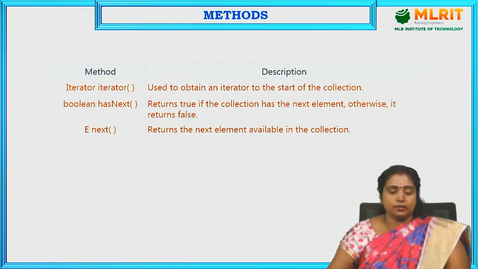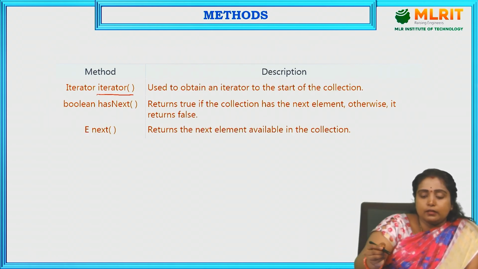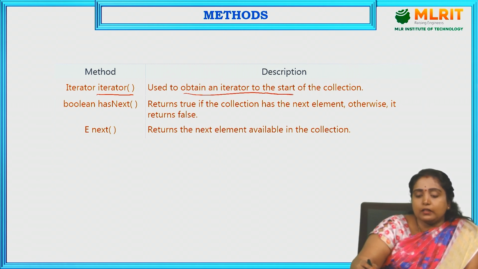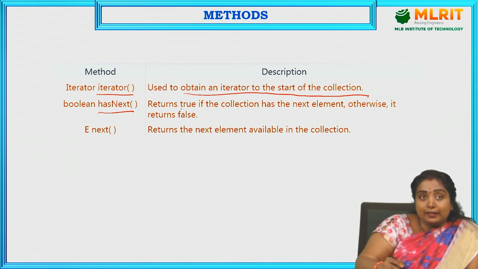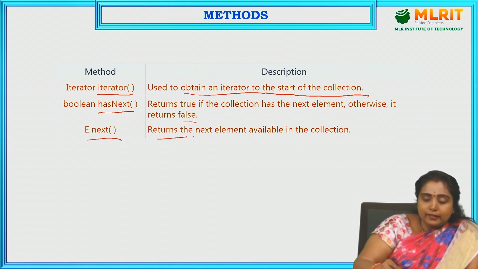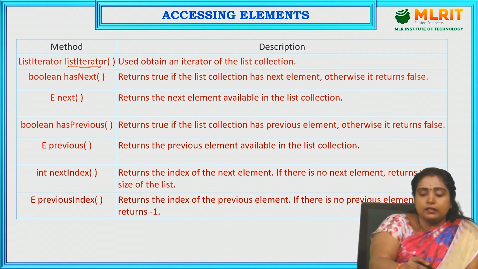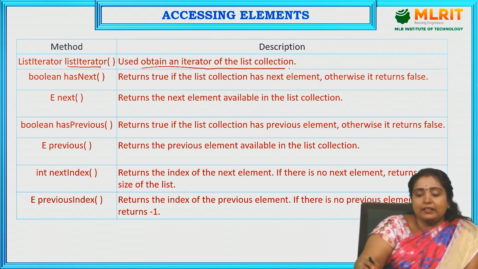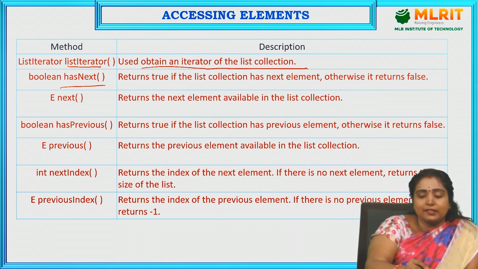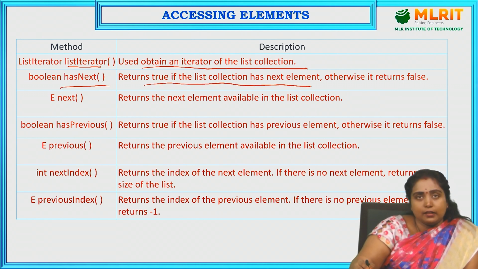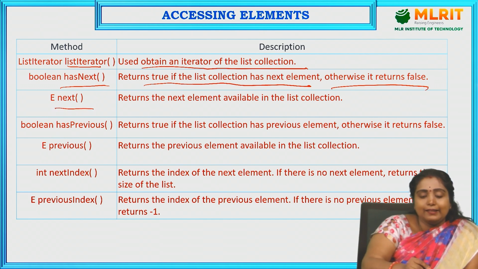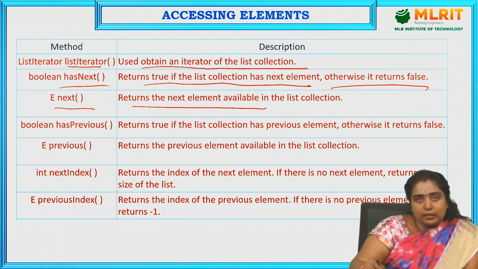And coming to the methods, what are the three methods? One is the iterator method, used to obtain the iterator to the start of a collection. hasNext is a method that returns true if the next element is present, else it returns false. next returns the next element available in the collection. The same for ListIterator: listIterator is used to obtain the iterator of the list collection, hasNext returns true if the collection has a next element, otherwise false, and next returns the next element available in the list.